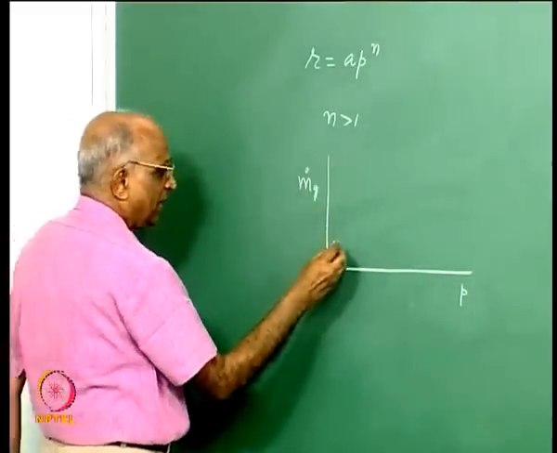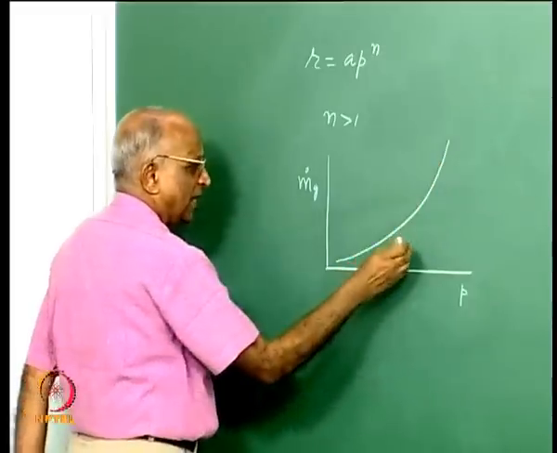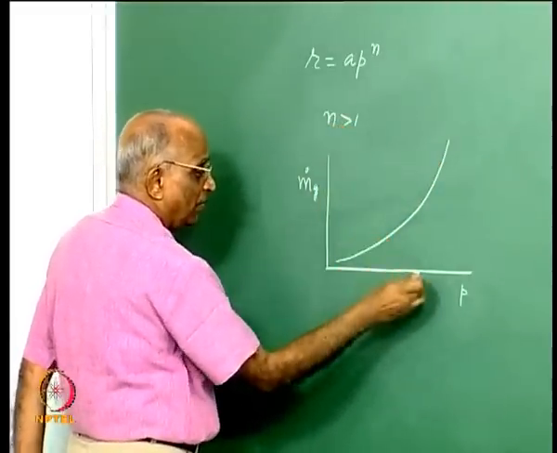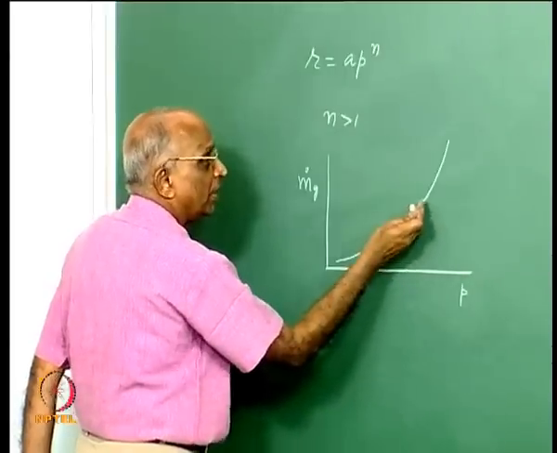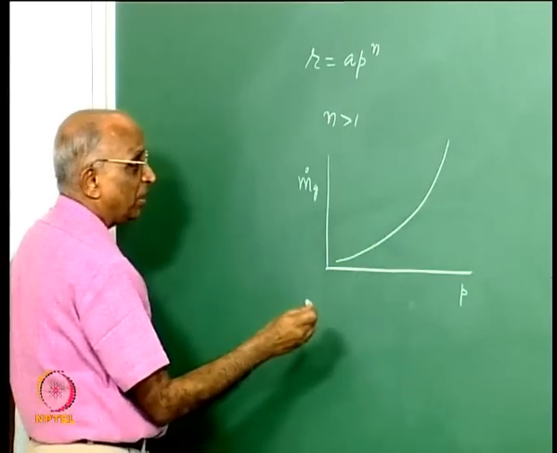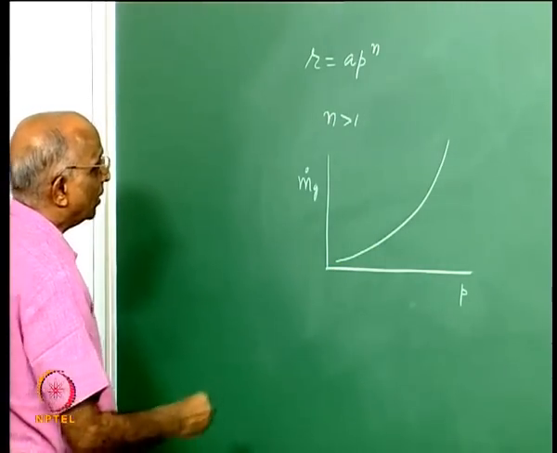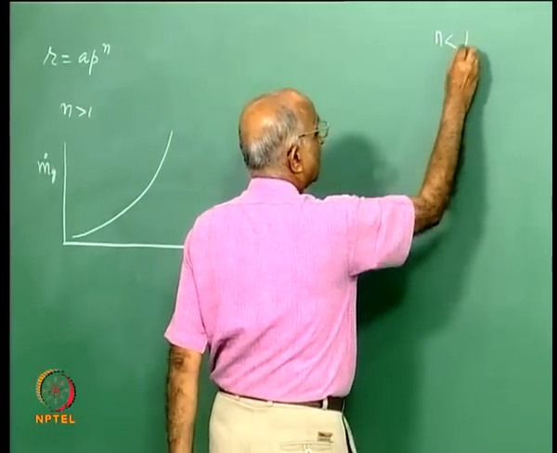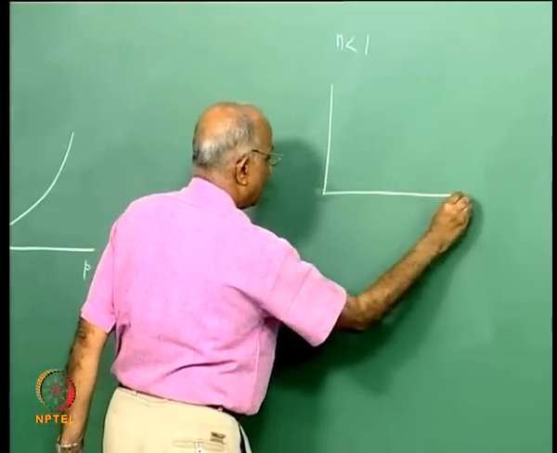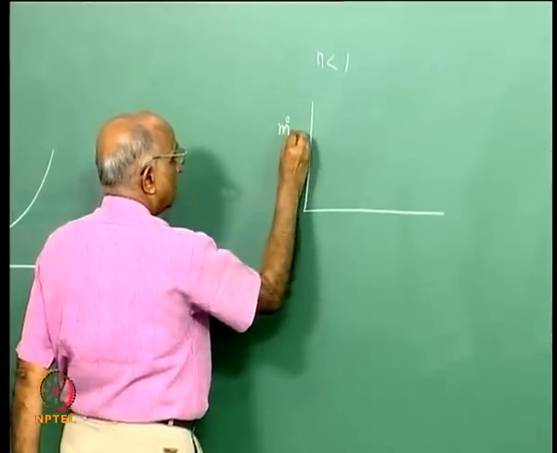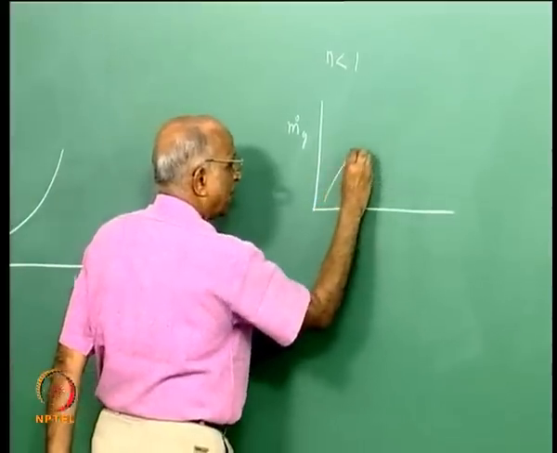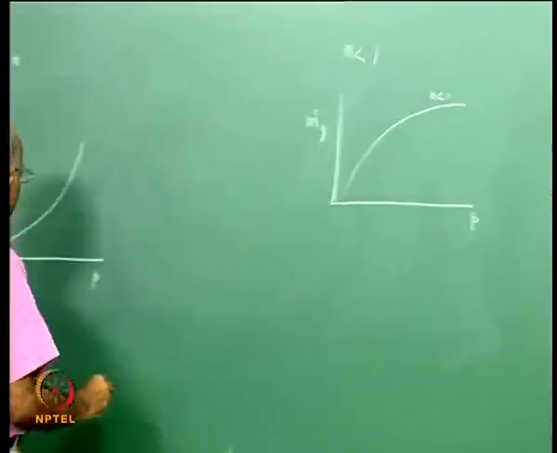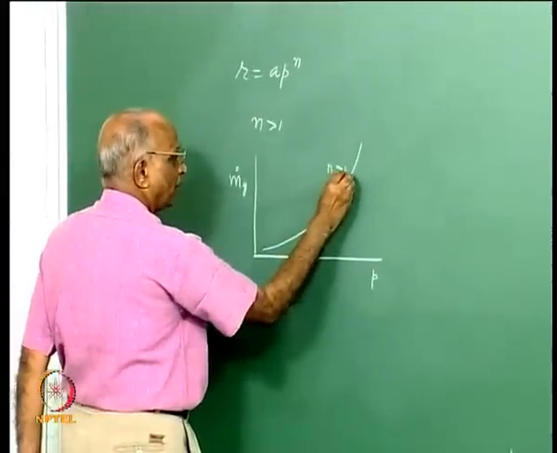When n is greater than 1, it keeps increasing as n becomes greater and greater. For large values of n, the mass generation rate rapidly increases. If, however, n is less than 1, then the same mass generation rate will have a drooping characteristic. This is for n less than 1 with variation of pressure. This is for n greater than 1.